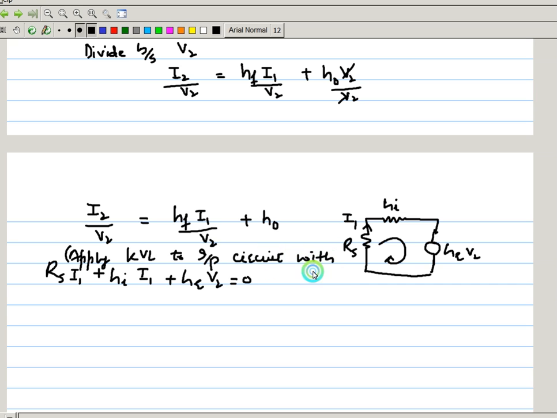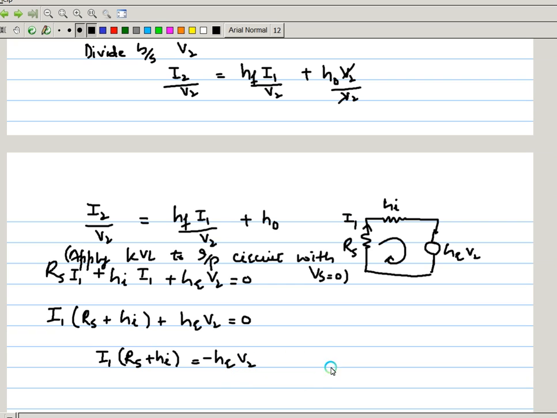with Vs equal to 0. Now I1 will be common in two terms, that is Rs and Hi, plus HR V2 equal to 0. From here, I1 times (Rs plus Hi) will be equal to minus HR into V2, and the ratio I1 by V2 will be equal to, because we have to transpose V2, minus HR upon Hi plus Rs.